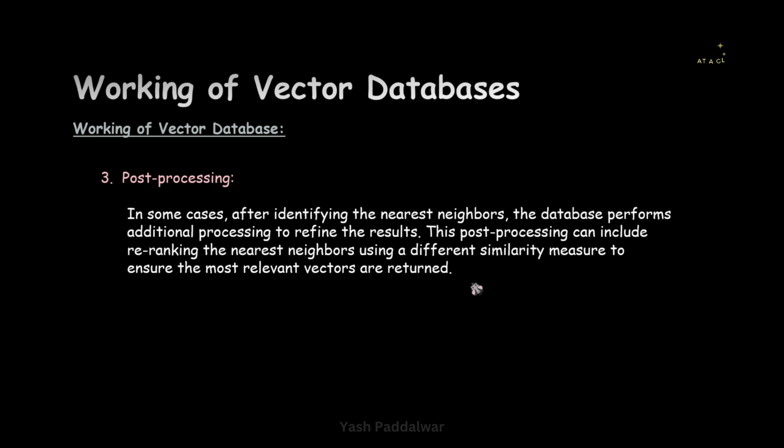Let's say from the previous stage we have retrieved the top 5 relevant results from the database. In this stage, those 5 relevant results will be further processed. We'll use a different similarity metric to shuffle those 5 results in such a way that the most relevant out of all 5 comes at the top. This reshuffling, or reapplying the similarity measure, is just to ensure that the most relevant vectors are returned. This technique is called re-ranking.